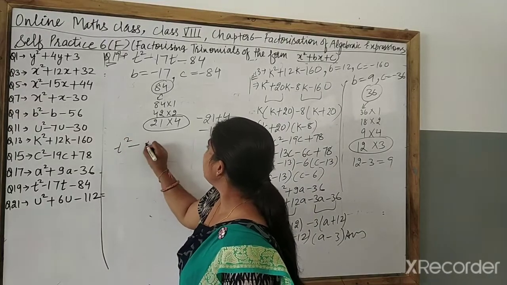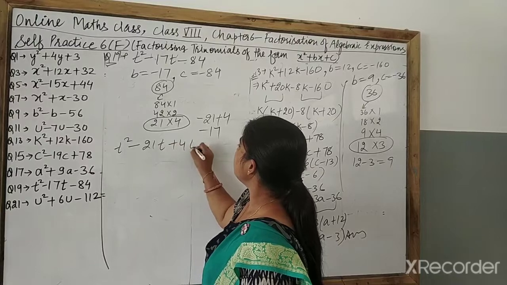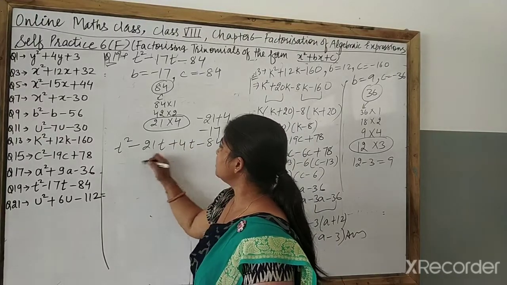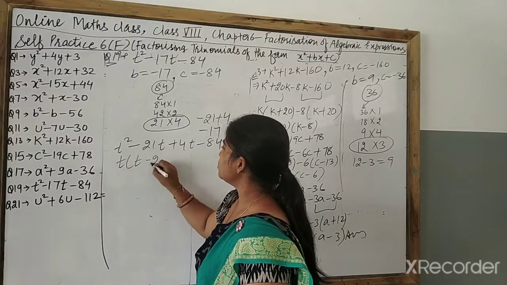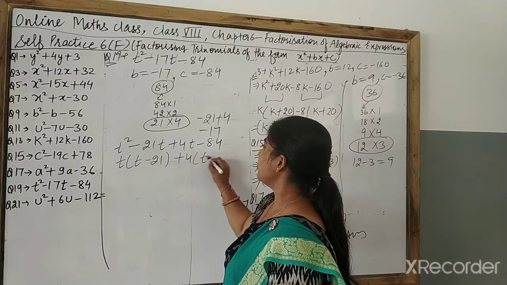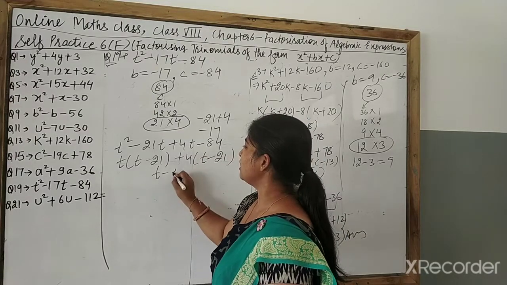So t square minus 21t plus 4t minus 84. So what is it? You can take t outside, (t minus 21) plus 4, (t minus 21). So I think you have got the answer.